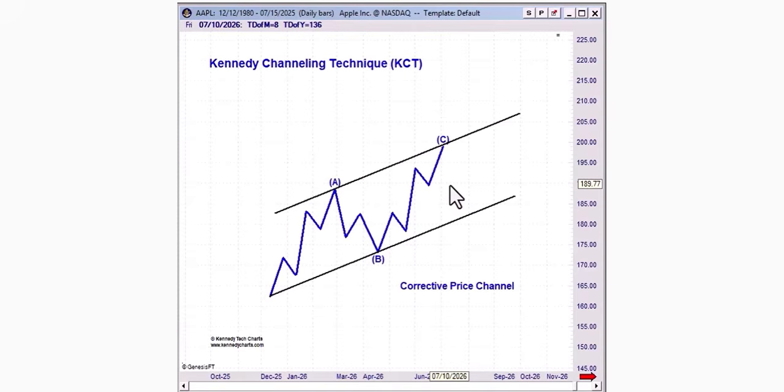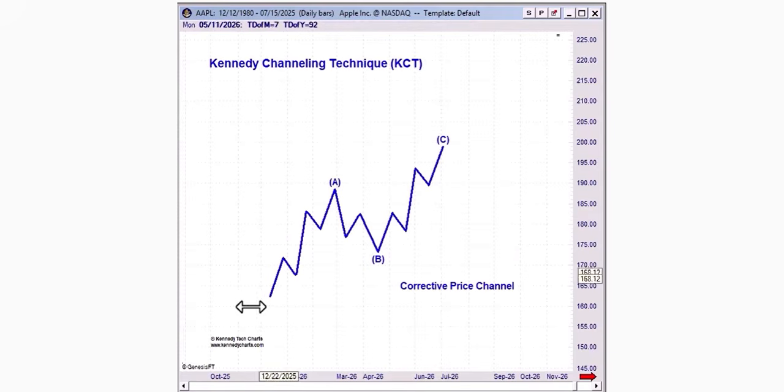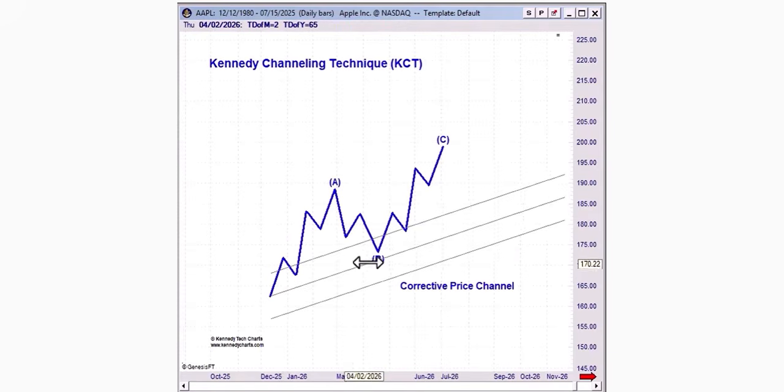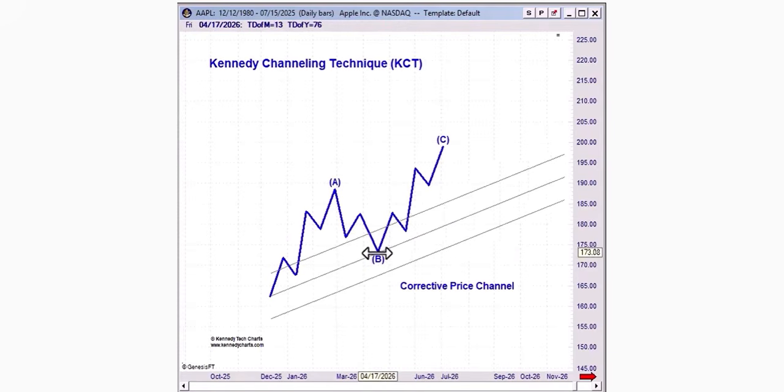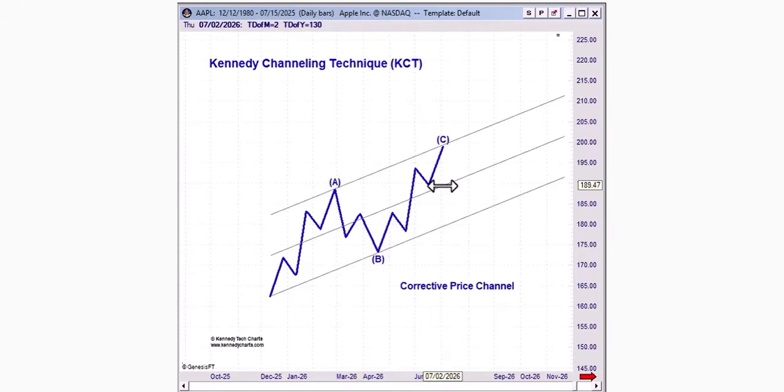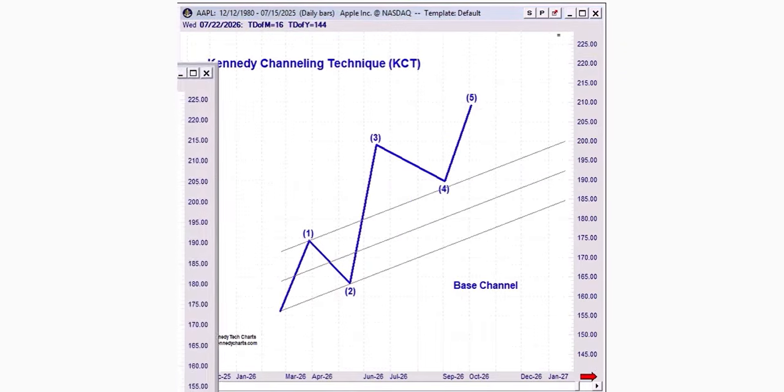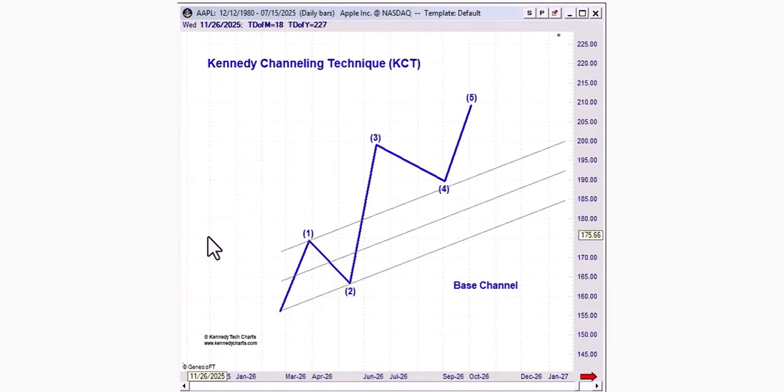Okay, now over the years I've learned to incorporate a center line, and I call this the center line of the corrective price channel. That's why whenever I draw my base channel or my corrective price channel, you'll actually see 3 lines: the lower line, the center line, and the upper line. Okay, so now let's look at an impulsive structure. Now again, this just goes back to the key foundational principle of the Kennedy channeling technique.